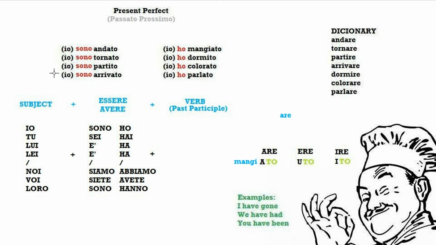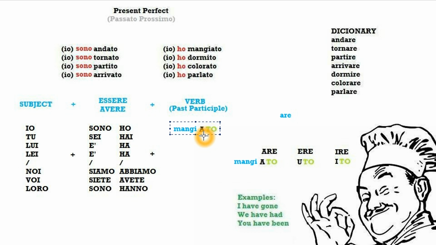And then after you have this, all you do is you take the verb and you bring it over here. Okay, so we have the subject, we have the verb to be or the verb to have, in this case the verb to have, and then the past participle of the verb that you need in the present perfect. So I have eaten, io ho mangiato.